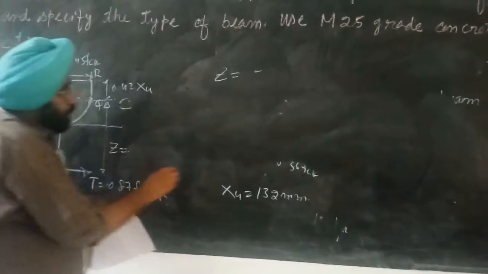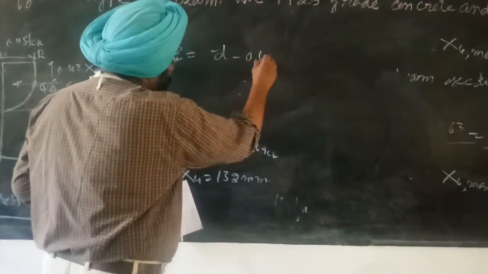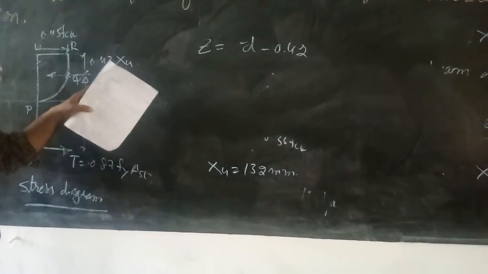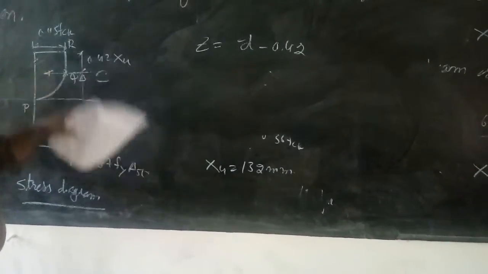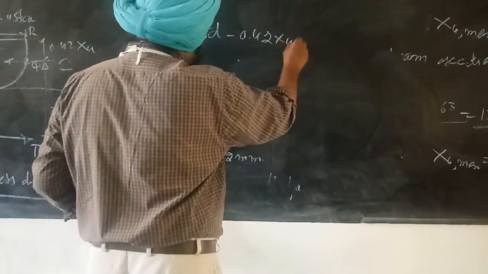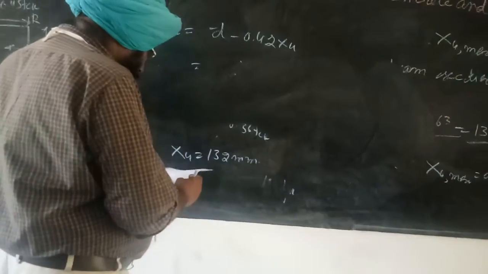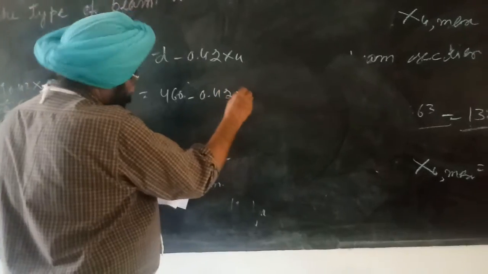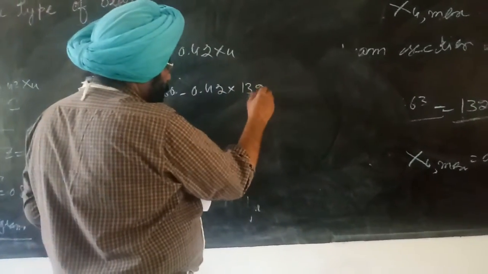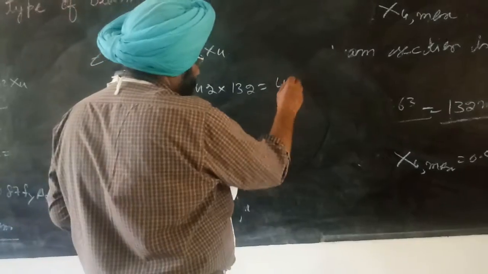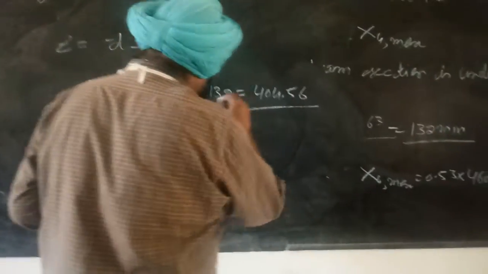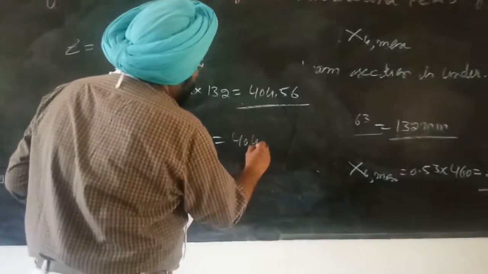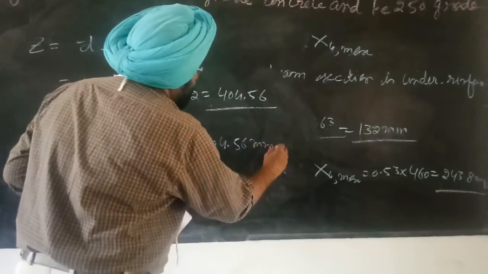Its value is D minus 0.42 x. The resultant compressive force acts at a depth of 0.42 x from the top. So 0.42 x_u, and this is subtracted from D. The value of D is 460 millimeter, minus 0.42 x_u, which is 132. So it is 404.56. So the lever arm for the beam section, Z, is equal to 404.56 millimeter.